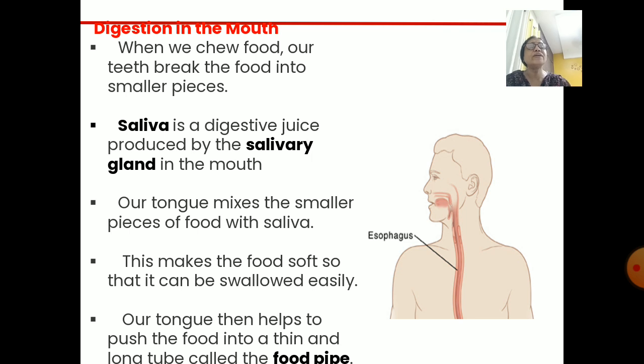After chewing and after mixing of the saliva with our food, the food becomes soft, right? The food becomes soft, and then only we swallow it. Swallow it means it goes into the food pipe. This is also helped by the tongue. Our tongue helps push the food into a thin and long tube called the food pipe, also called esophagus. Understood, children? So when the food is chewed nicely in our mouth, saliva mixes up with the food and makes it soft. Chewing also makes it soft, and the tongue also helps to mix the food with the saliva, and then it pushes down into the food pipe or esophagus. Right, children? After that, what happens?